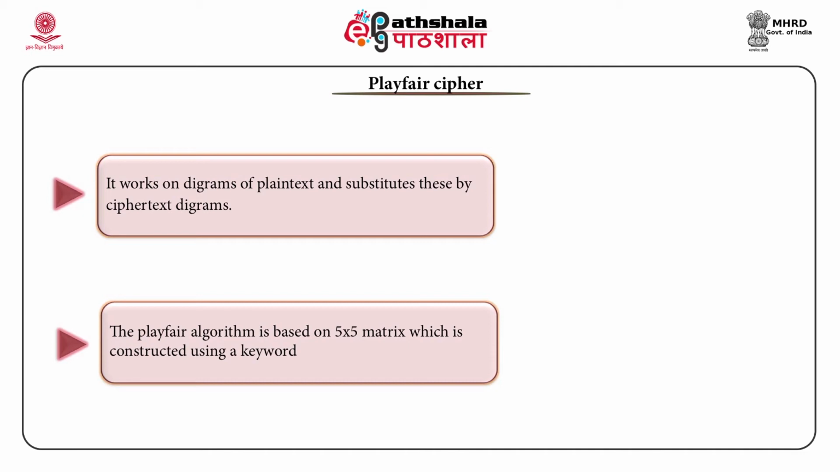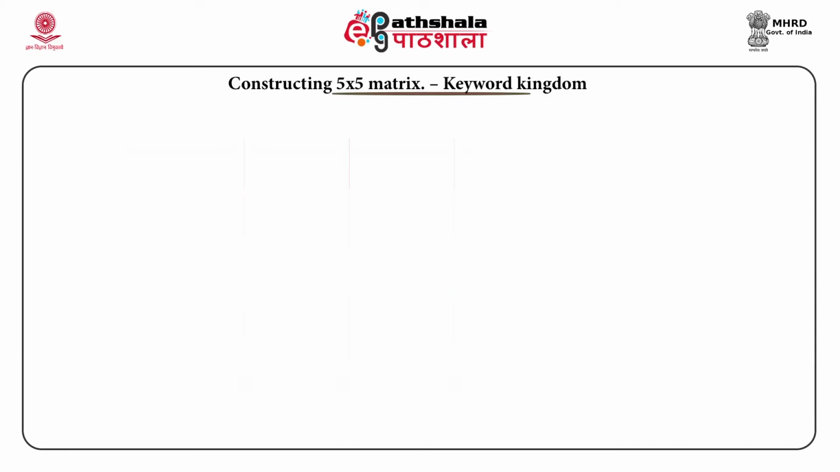The Playfair algorithm is based on a 5 cross 5 matrix, which is constructed using a keyword. So what is the input to this Playfair cipher? Key and the plain text. Output is a ciphertext. So how to construct this 5 cross 5 matrix? As I already emphasized, a keyword is given. The keyword we have considered in this example is kingdom.